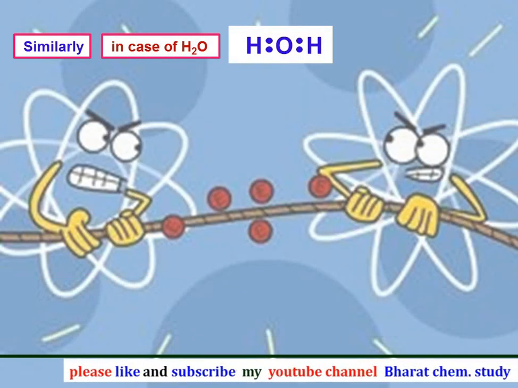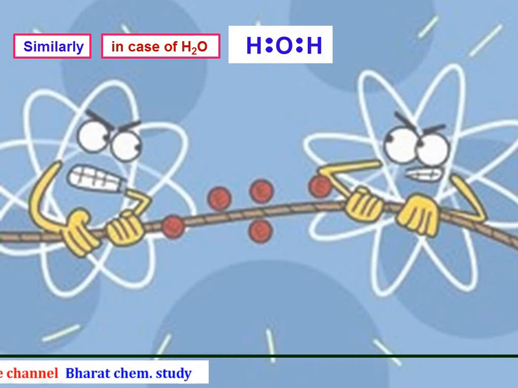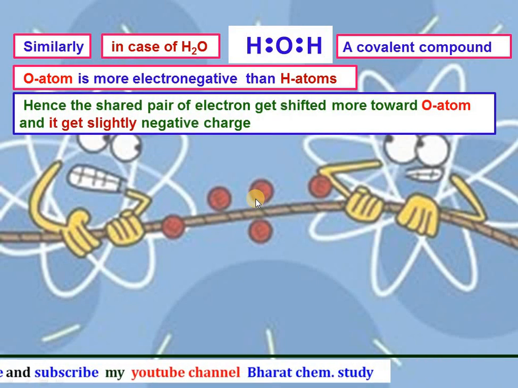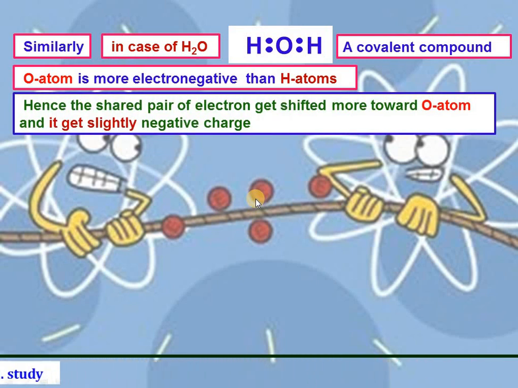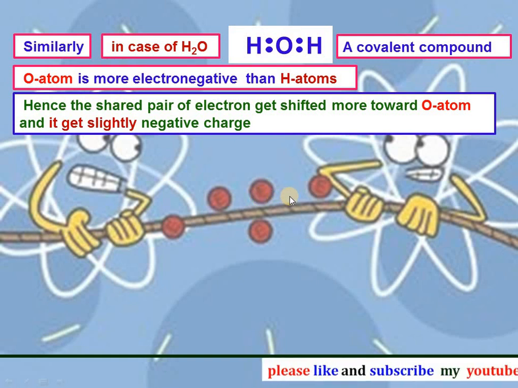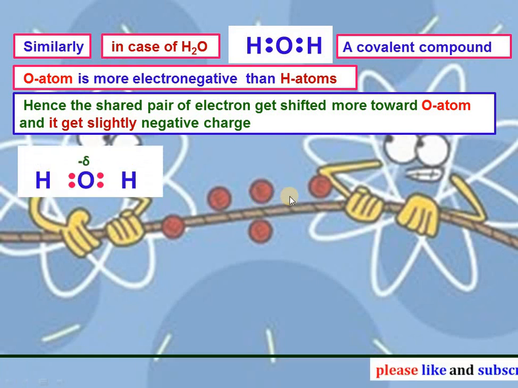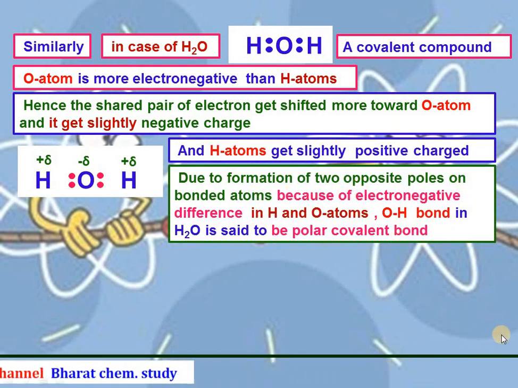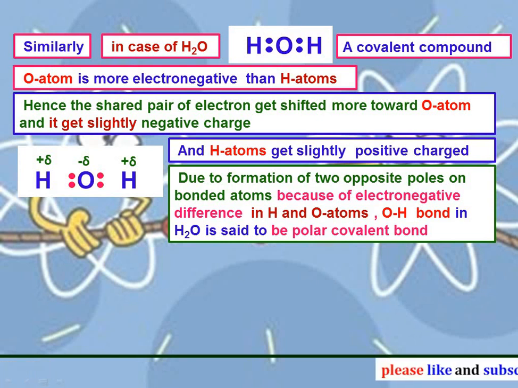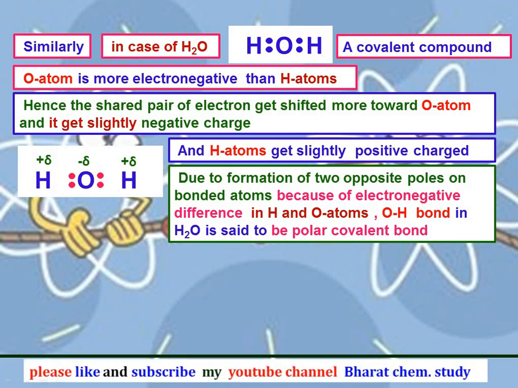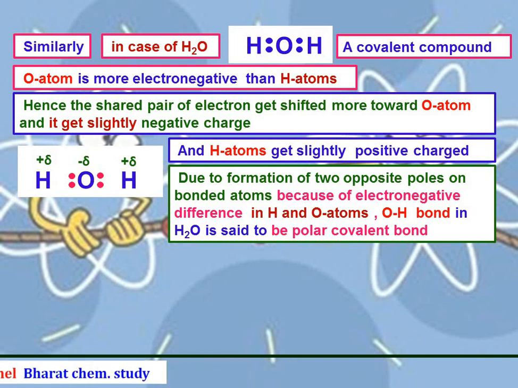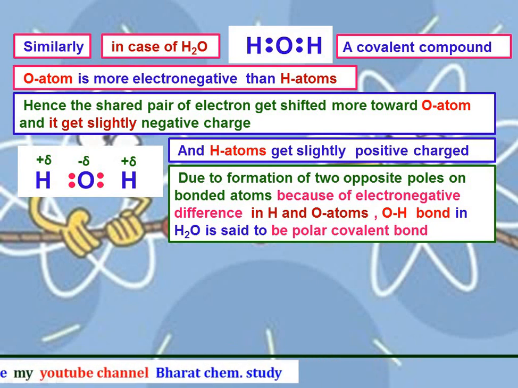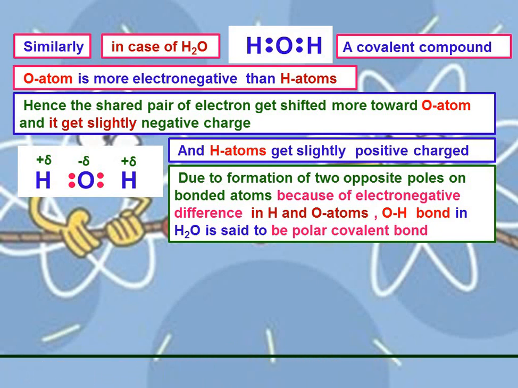Similarly, in the case of water, hydrogen, oxygen and hydrogen are present, which is a covalent compound. Oxygen is more electronegative than hydrogen. As a result, the shared pair of electrons gets shifted towards the oxygen atom and oxygen gets slightly negatively charged, whereas the hydrogen gets a slightly positive charge. So due to the formation of two opposite poles, that is the opposite charges on the bonded atoms, because of the electronegativity difference between hydrogen and oxygen, the O-H bond in water is called a polar covalent bond. Now how will we be able to identify whether a compound contains a polar covalent bond or not?